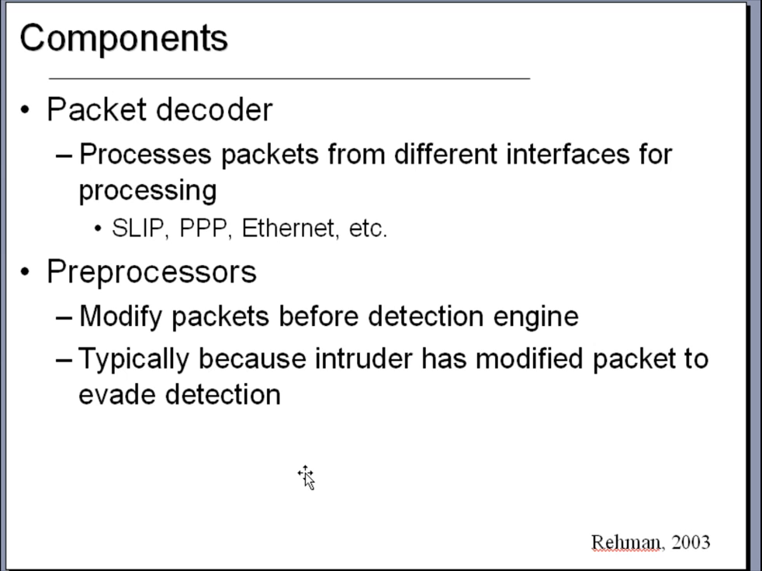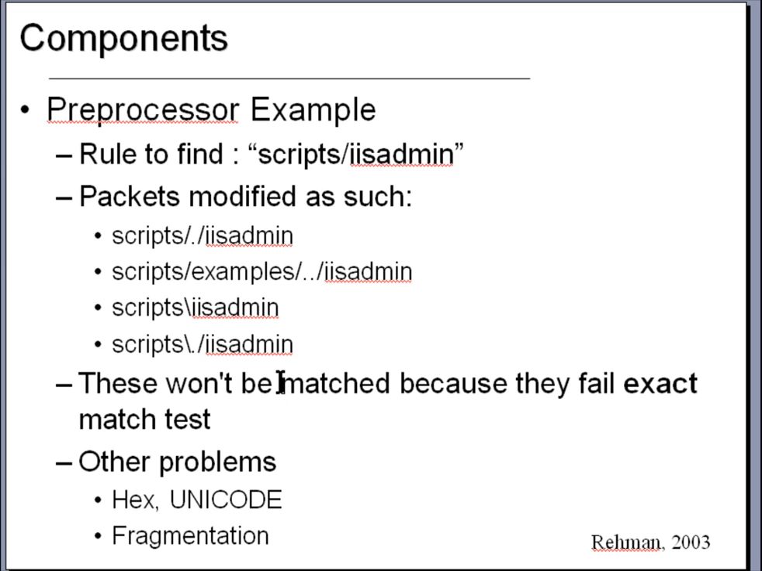And there's various preprocessors involved with Snort. We'll look at some of those in just a second. But the reason that preprocessors are necessary is because intruders can modify the packets to try to evade detection. However, the preprocessors of Snort will go in and do what they need to do to normalize those packets so that then Snort can look at them in a normalized fashion.